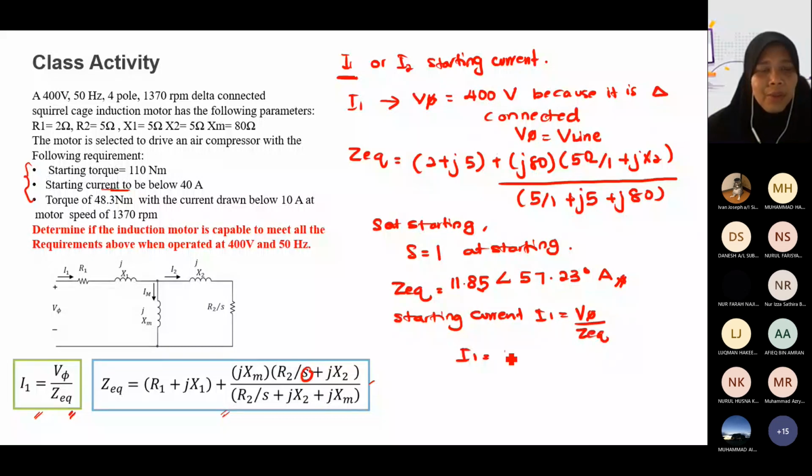What about the angle for V phase? Do you have the angle? So we put here 0, and this angle will always be 0 because we're considering per phase. Always 0. So 11.85 angle 57.23 ampere. Okay, what do you get for I1, which is the starting current?